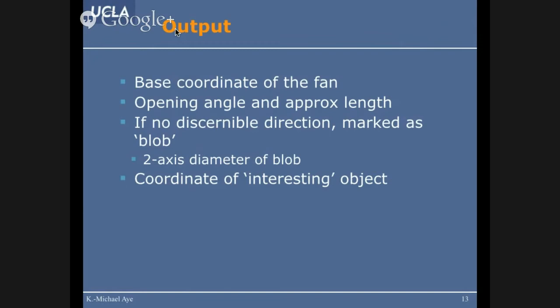So the output of it, I forgot to add the input. The input is 385 high-res images, but because they're big, they end up as 96,000 subframes of roughly 800 by 600 pixels in the interface we saw before. So 96,000 subframes for this is the input. The output of the data, as I just said, is the base coordinate of the fan, opening angle, and approximate length. If there is no discernible direction, we mark it as a blob. And the coordinates of interesting objects. That's the output we have.